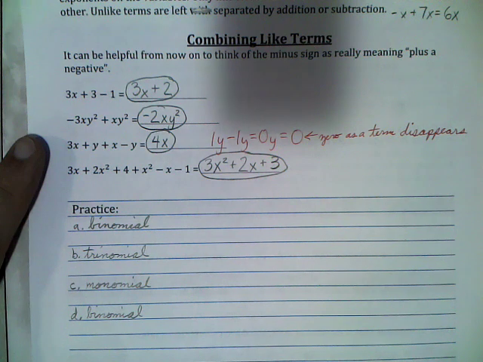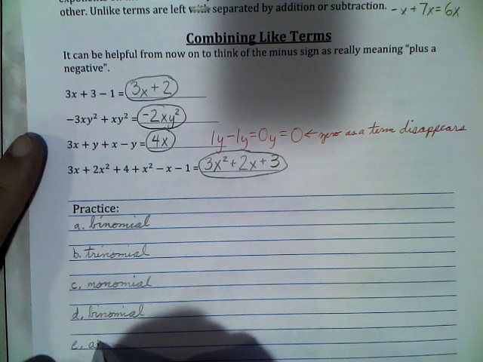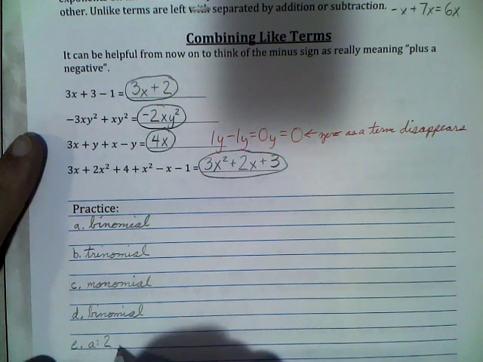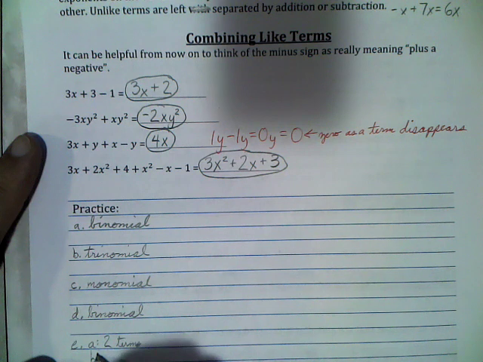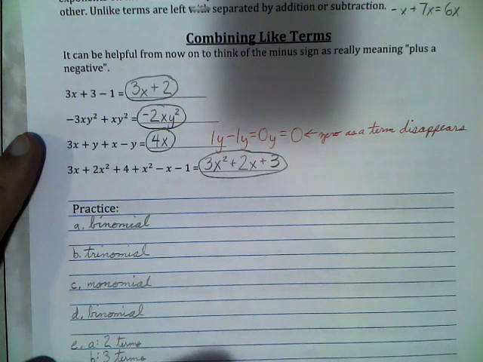E, state the number of terms in the expressions in A through D. E seems a little silly, but whatever, we'll do it. So A, it's a binomial, so it has 2 terms. B, trinomial, has 3 terms. C, being a monomial, has 1 term. And finally, D, being another binomial, has 2 terms.